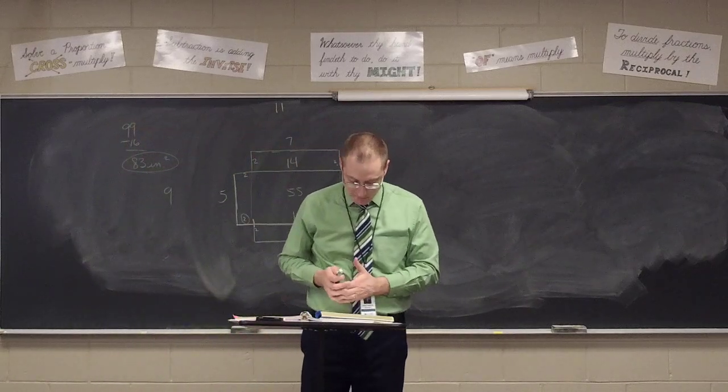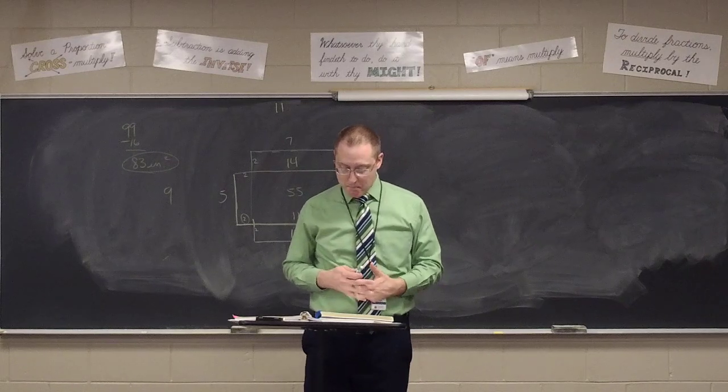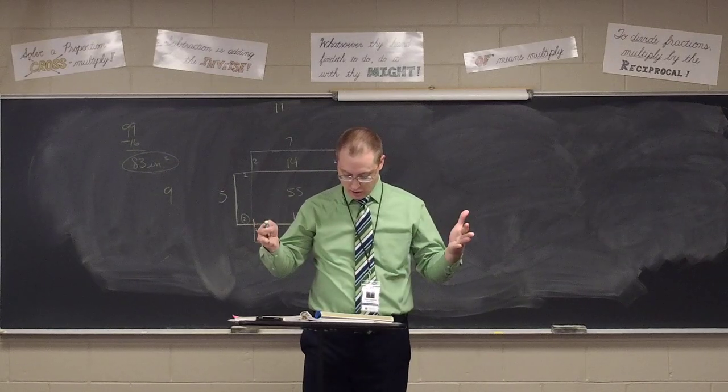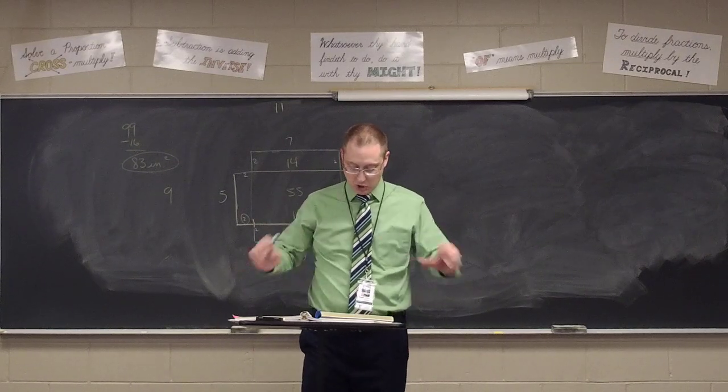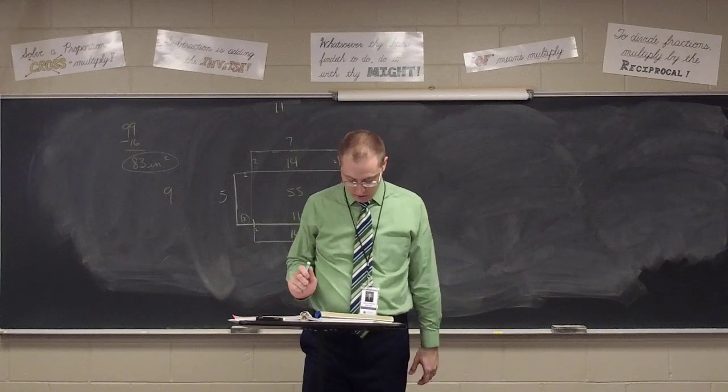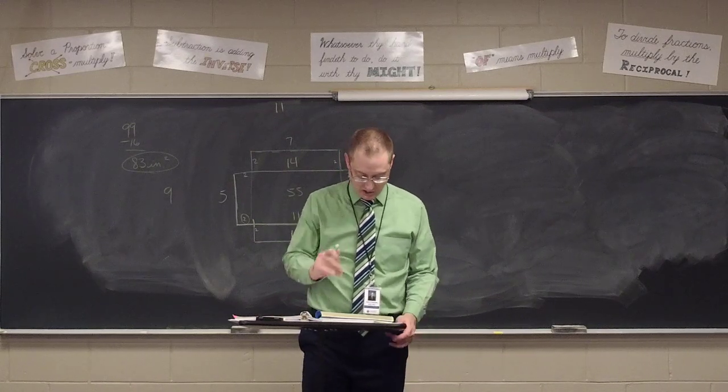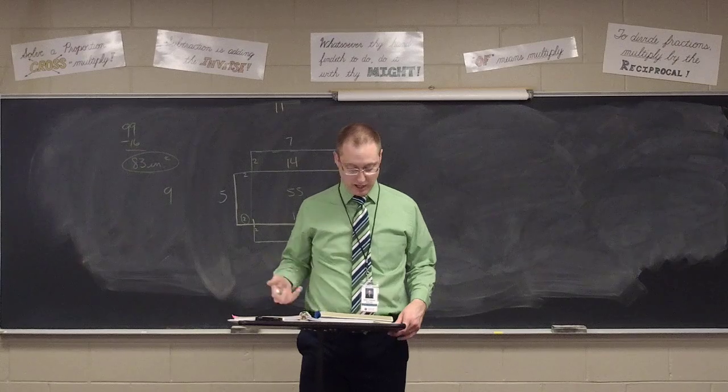All right, number 12. You've got a great big trapezoid, but there's a hole in the shape of a rectangle, not quite a square, but a rectangle that you'd have to subtract away. Do number 12.